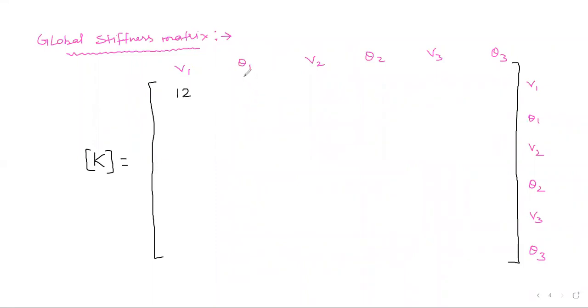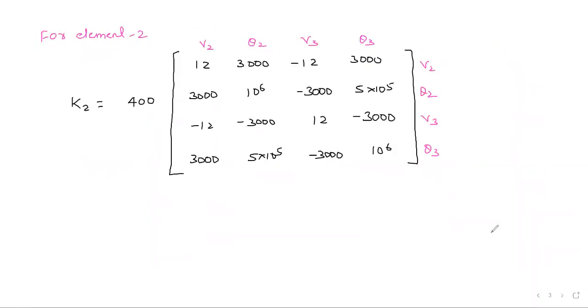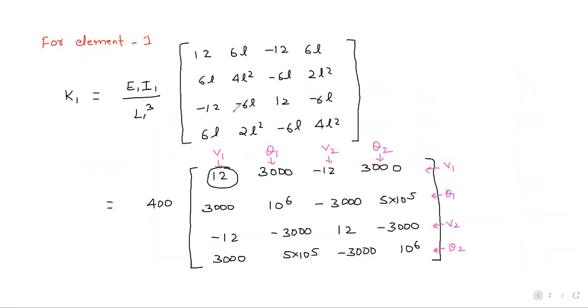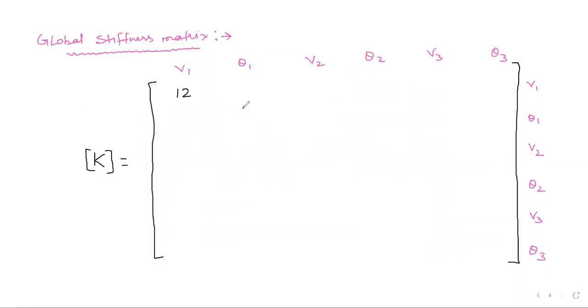Now next, theta 1 V1. So where will be theta 1 V1? Here, is there any theta 1? No. Theta 1, yes. V1, yes. So what is the element? 3000. So we will write there 3000. This is very, very important. If you understand how to calculate the global stiffness matrix, the problem is solved.